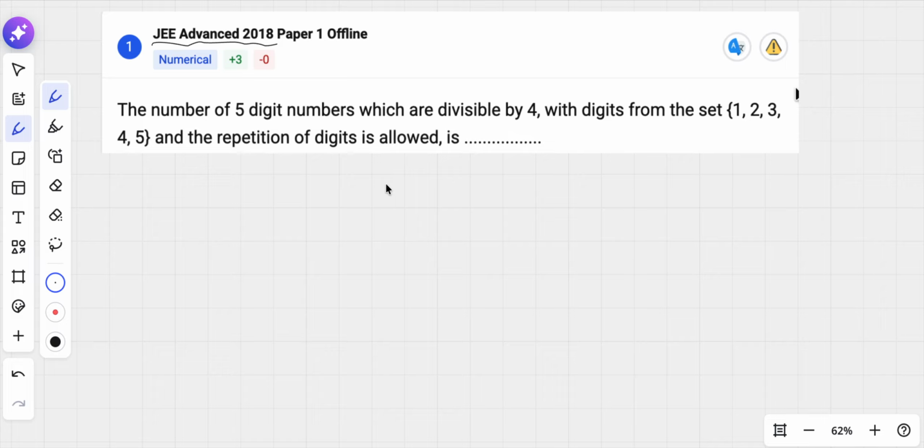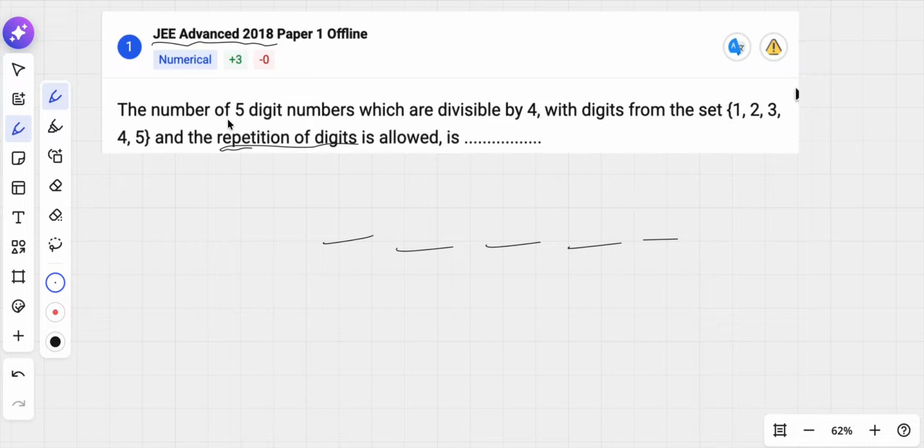So the number of 5-digit numbers which are divisible by 4 with digits from the set 1, 2, 3, 4, 5, and repetition of digits is allowed. It's not like those kind of questions where you use factorial and stuff. You can use all the digits here. So let's just imagine that this is the number.